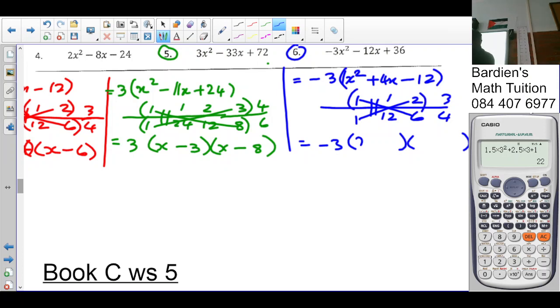So it's an x and a 2. What about our signs? Opposite, one plus and one minus. Why? Because the last term is negative. The bigger product takes the sign of the middle term, which is positive. You guys understand?